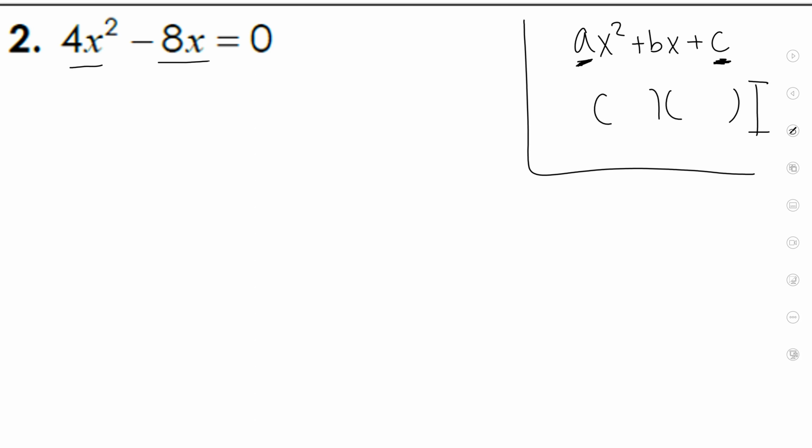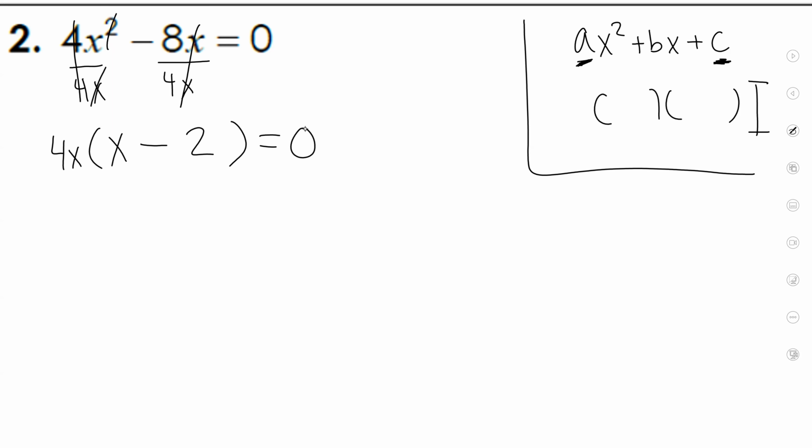What can these both be divided by? Yes, 4x. So 4x will be on the outside, and let's see what's left over. Those 4 cancel, and x cancels, so I'm left with x. These x's cancel, 8 divided by 4 is 2. So this is how it can be rewritten. So that is how we factor when we don't have both an A and a C value.